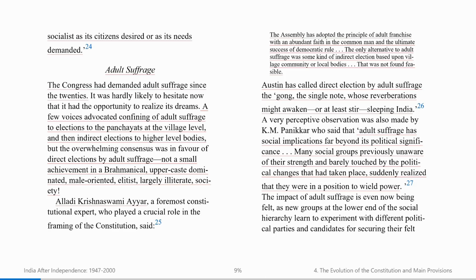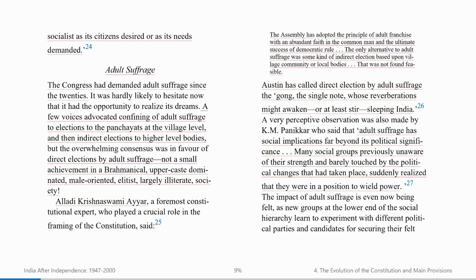Alladi Krishnaswamy said that the assembly had adopted the principle of adult franchise with abundant faith in the common man and the ultimate success of democratic rule. The only alternative to adult suffrage was some kind of indirect election based upon village, community, or local bodies. And this was not found feasible because it would be too difficult to implement in a country like India so soon. Austin talks about direct election by adult suffrage as the gong, the single note, whose reverberations might awaken at least still sleeping India.